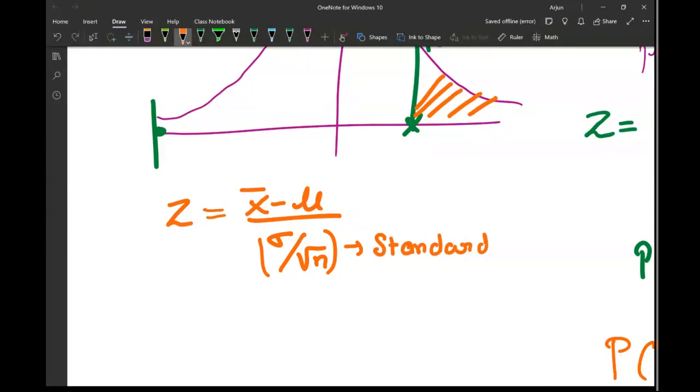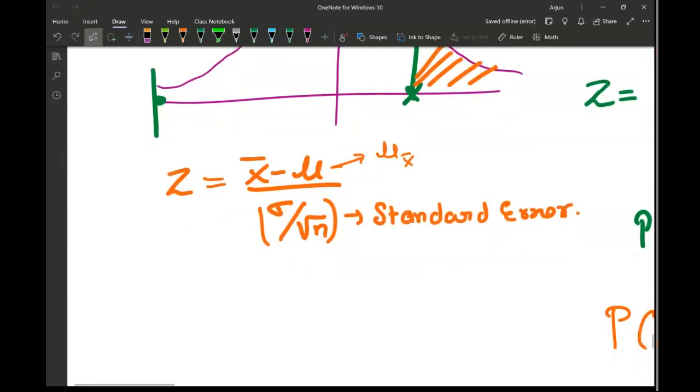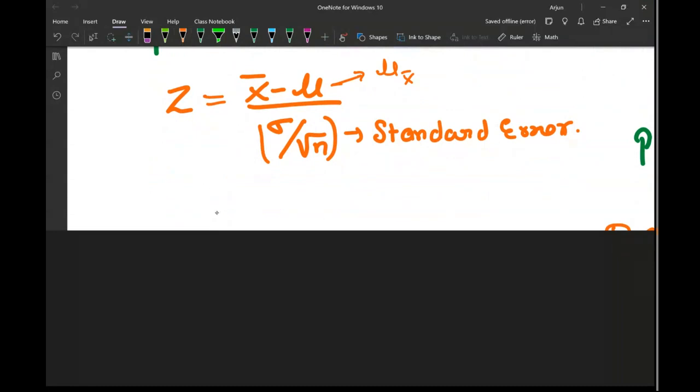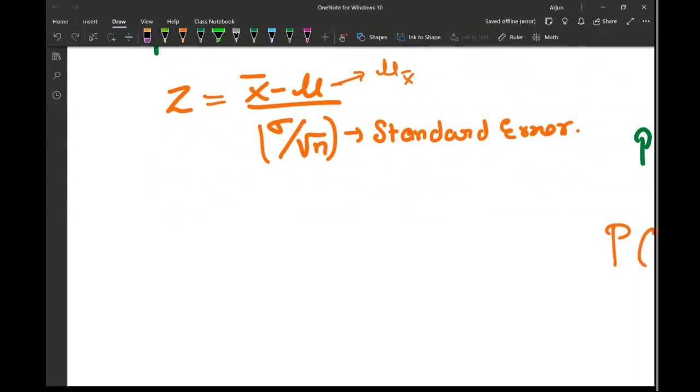Standard error. And this is the same as the mean of the means of the sample. Okay, now let's solve this question. Before I start solving this question, I will redraw the diagram.